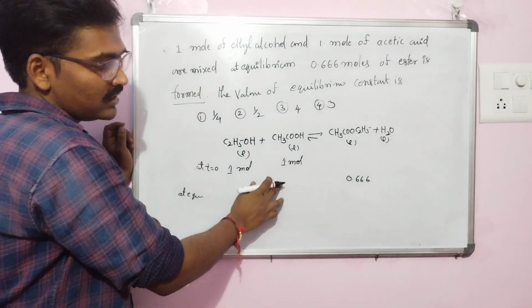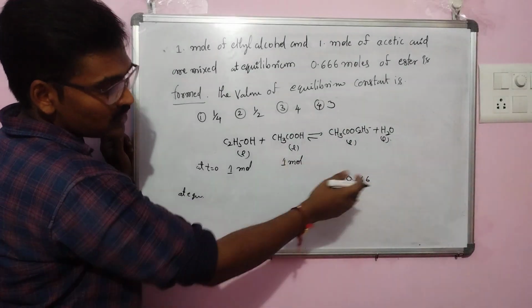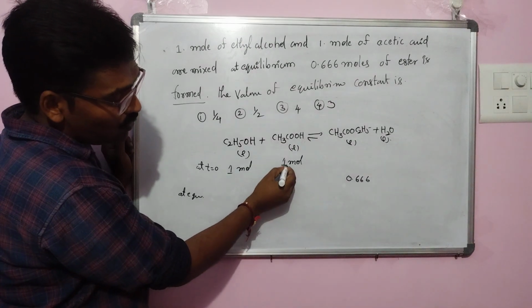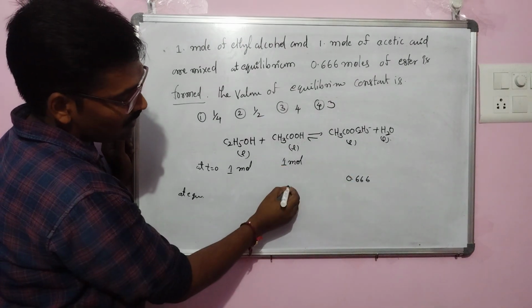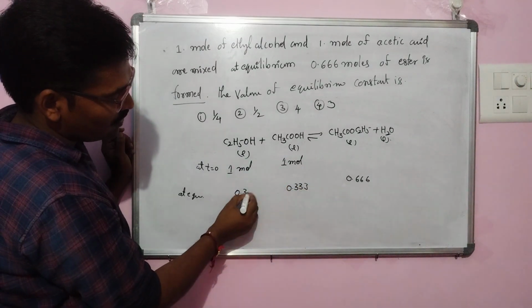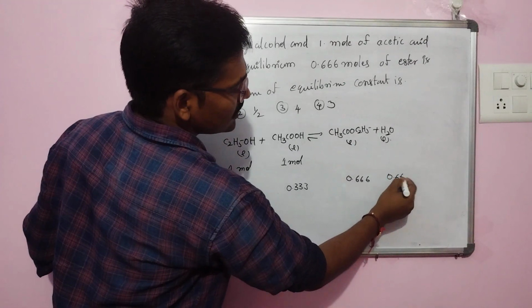Once 0.66 moles is formed, the reactants are consumed by 0.66 moles at the equilibrium position. From the 1 mole, if 0.66 is removed, you get 0.333 moles. So here and here also 0.333 moles, and water will also be formed, that is 0.666 moles.